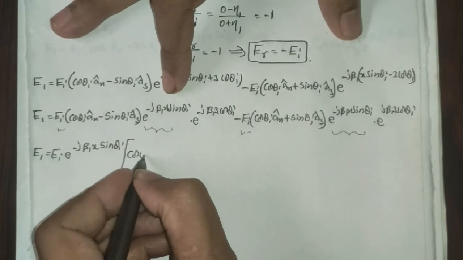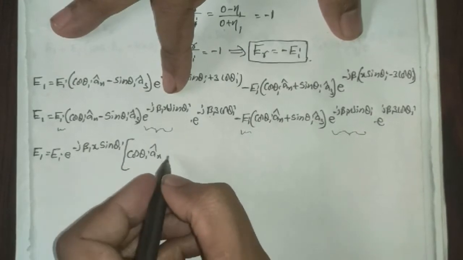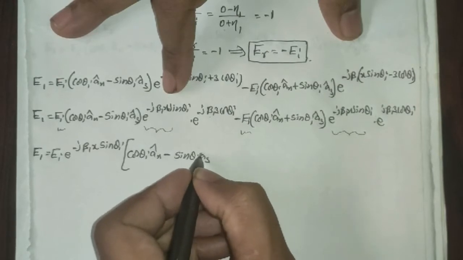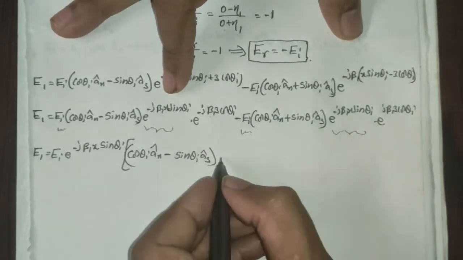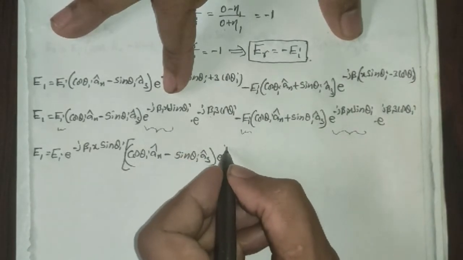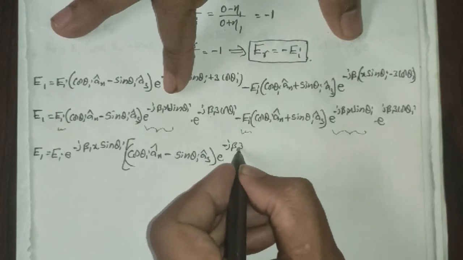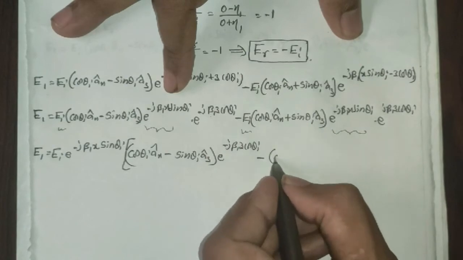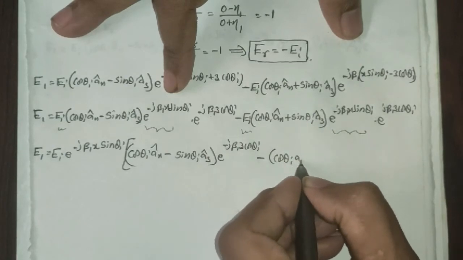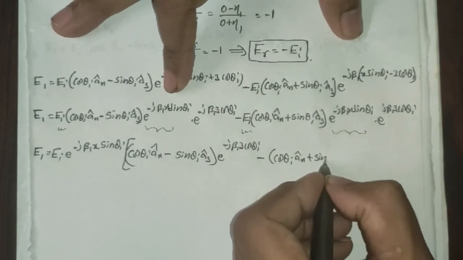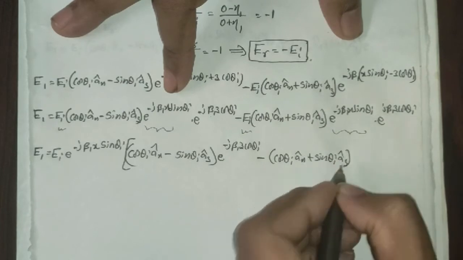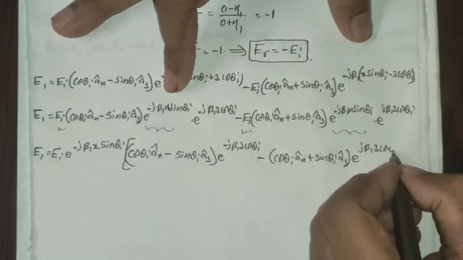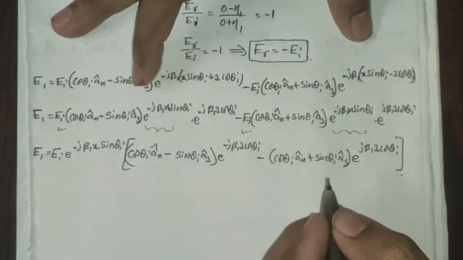So the equation becomes cos theta I into ax cap minus sin theta I into az cap into the remaining term e power of minus j beta 1z cos theta I, minus the remaining equation, cos theta I into ax cap plus sin theta I into az cap into e to the power of j beta 1z cos theta I. Okay.